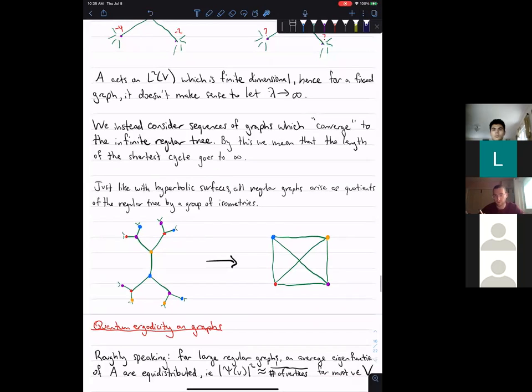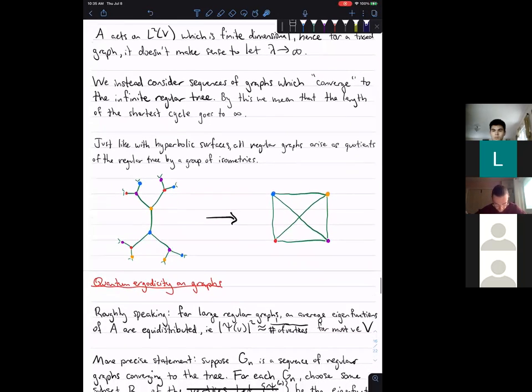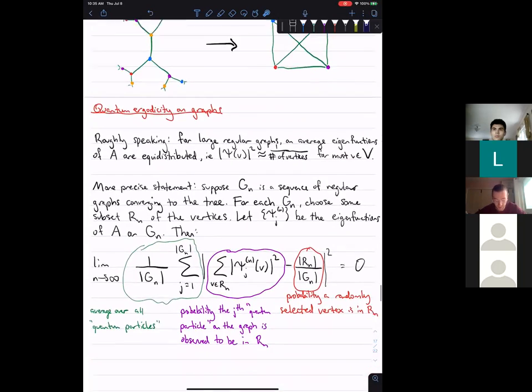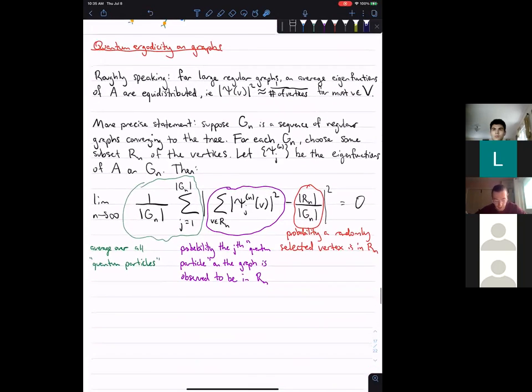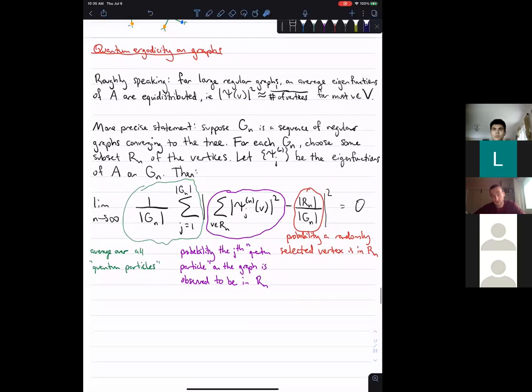And all of this kind of fits into the framework of covering spaces, if you've ever heard of that or seen that before. But what does quantum ergodicity on graphs mean? Okay, so in a rough sense, what it's saying is if you have a large regular graph, then on average, eigenfunctions of the adjacency operator are equidistributed.